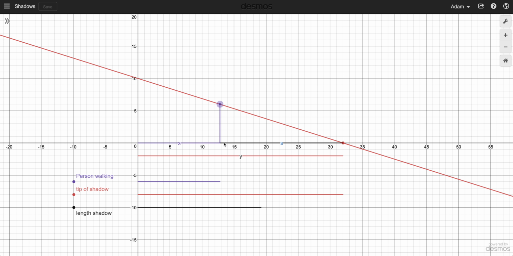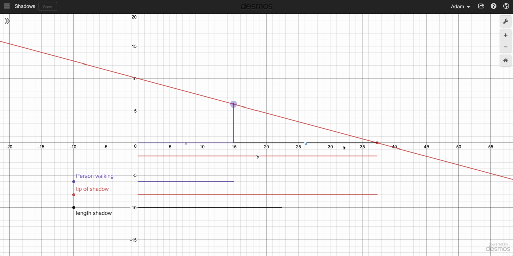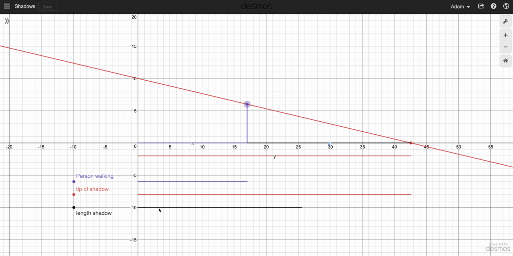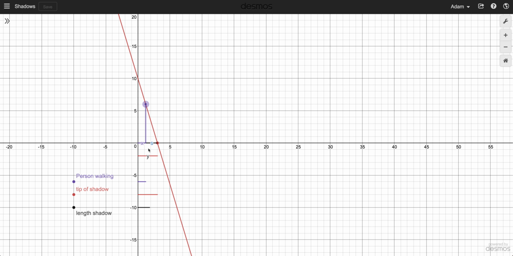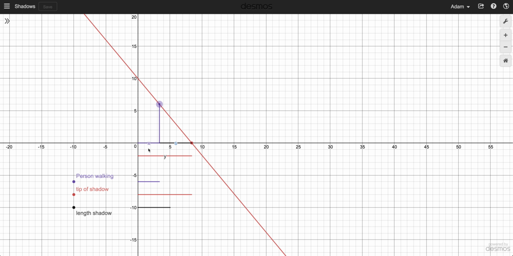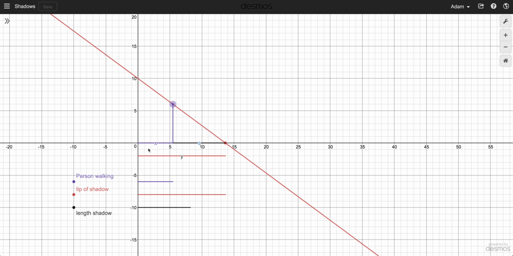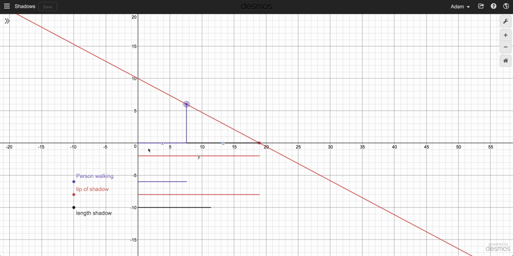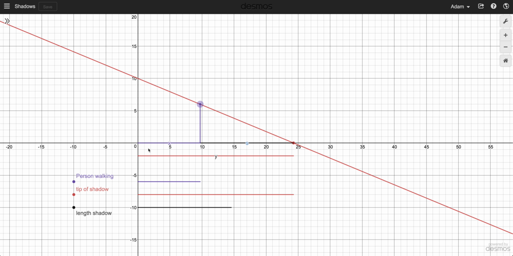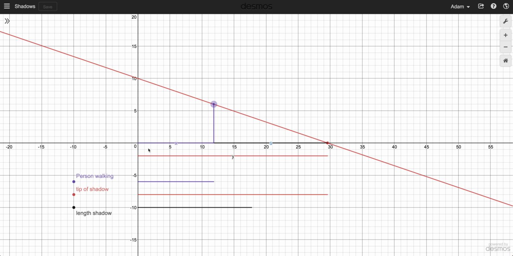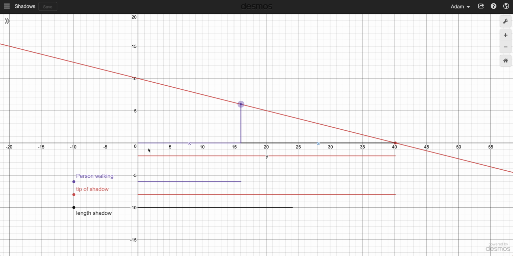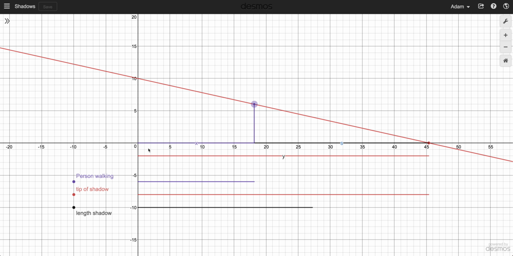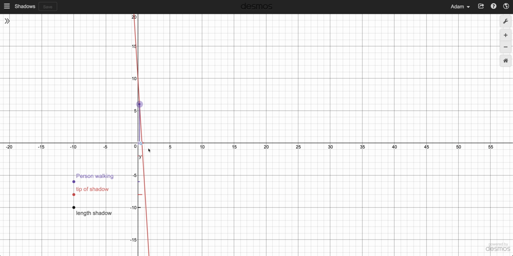Now the black distance is the length of the shadow, right? So I've moved it so that they're all starting at the same point. And the reason I've done that is because you can see they're all growing at 3 different rates. We've got the purple rate, that's the person. We've got the shadow rate, that's the black one at the bottom. And then we've got the red, which is the tip of the shadow. And we can see that that one's plodding along much faster than all the others.